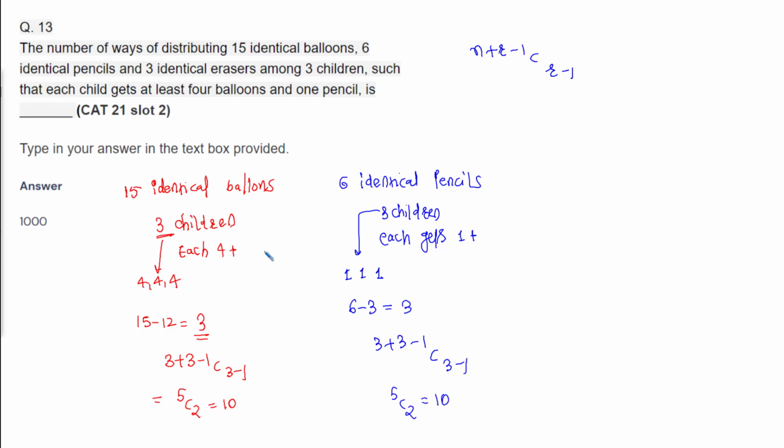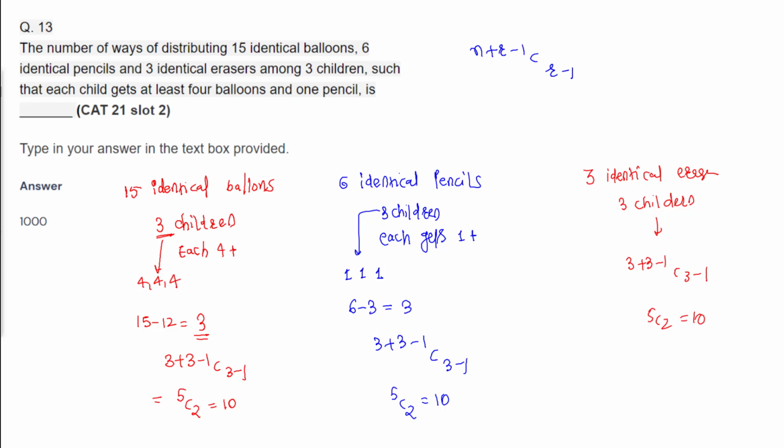After this, there are 3 identical erasers, and there are 3 children. There is no condition now. You can use this formula directly. 3 plus 3 minus 1, C 3 minus 1, 5C2, that is equal to 10 ways.